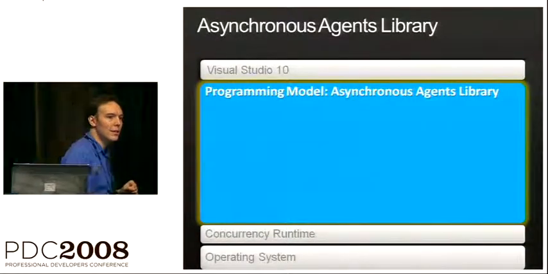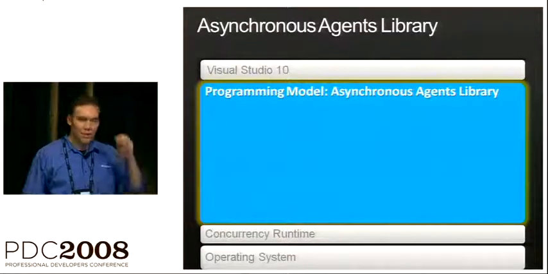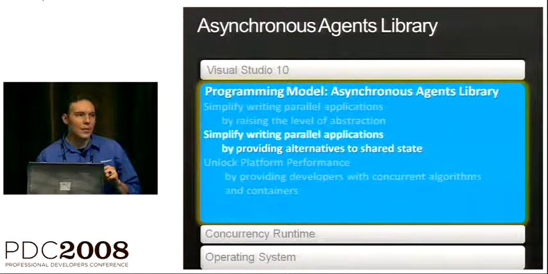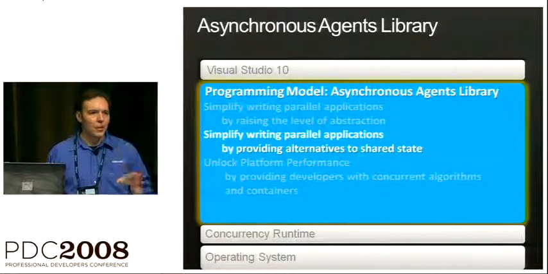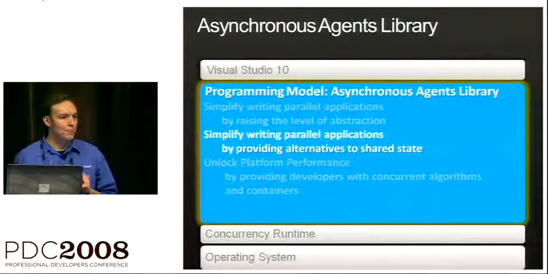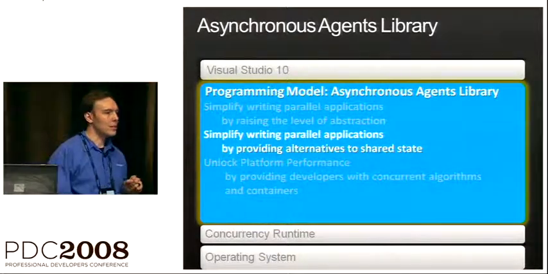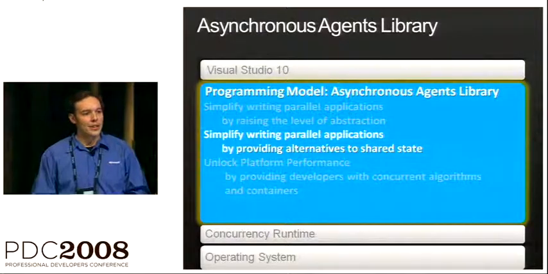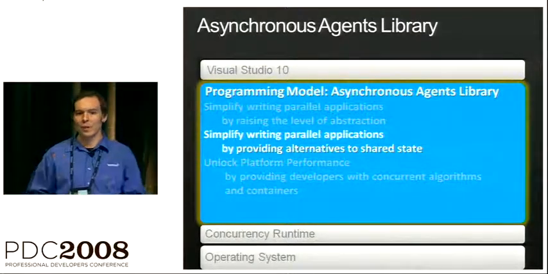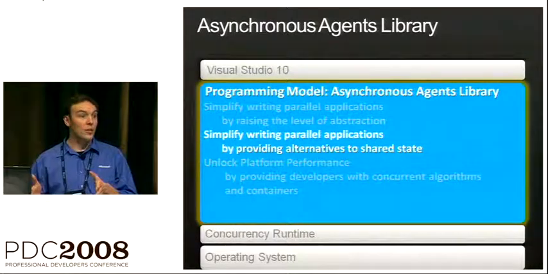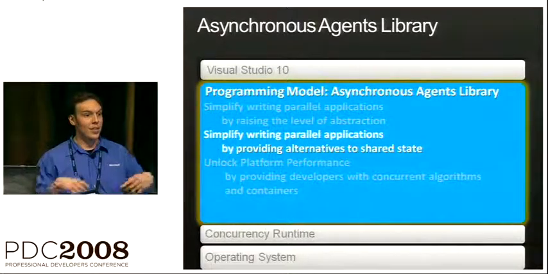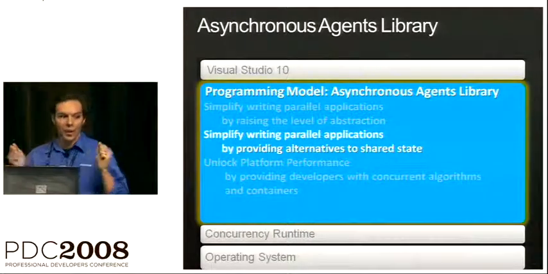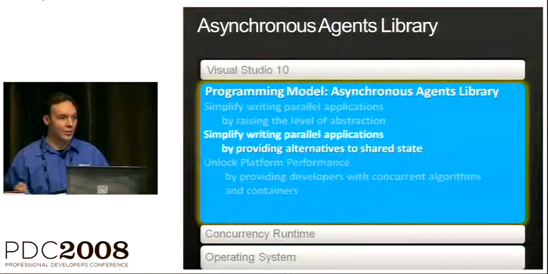All right. So the asynchronous agents library, providing an alternative to shared state. One of the core foundations of the agents library is message passing. It has this sort of unique trait where if you can actually afford to copy the messages, you don't have to worry about the shared state, right? Because I can take an object, I can copy it, I can do something to that, I can transform it, I can copy it again.